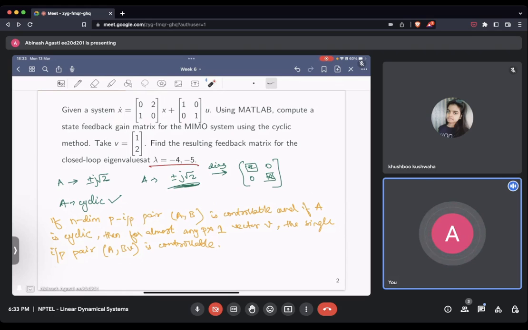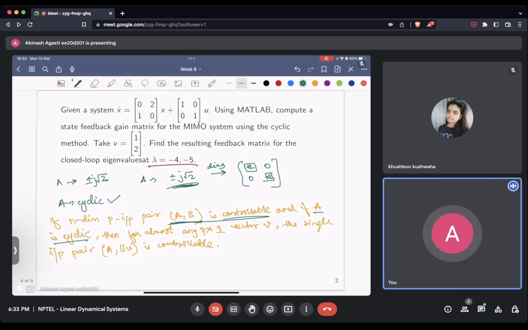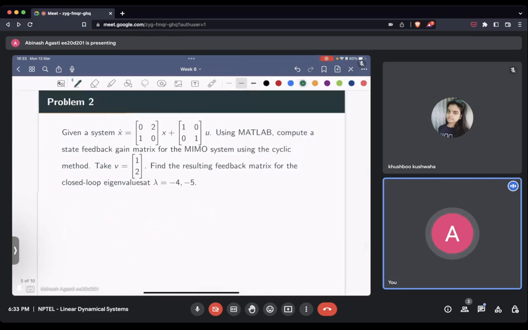We have verified that A is cyclic. This is done. Now let us verify whether A, B is controllable. Let us find out the controllability matrix for this AB system. So what is C?